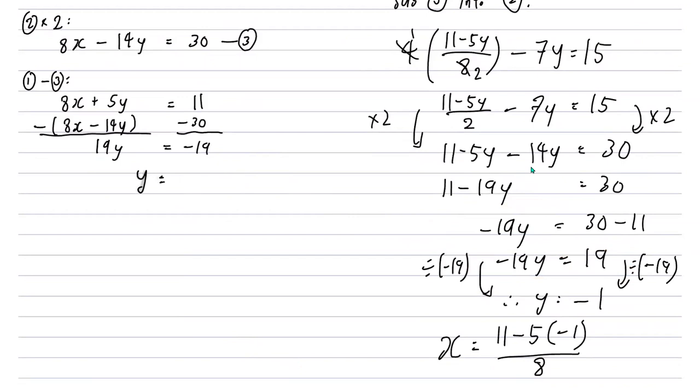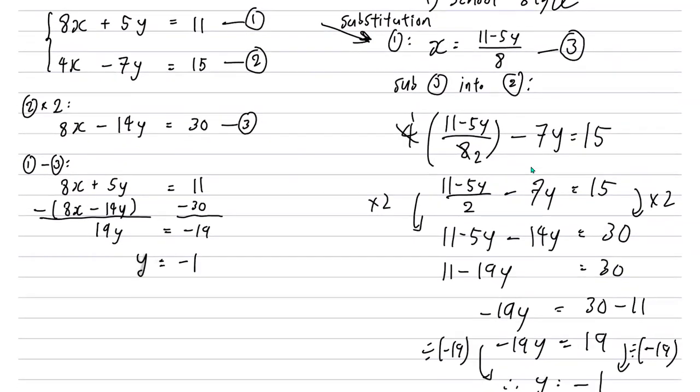Good. Then from there, you substitute the negative 1 and you solve for x. Okay, so which equation do you pick? Doesn't matter. What you can do is maybe I will do the following. I will substitute back into the first equation. So sub y equals negative 1 into equation 1. Then I end up with 8x plus 5 times negative 1 equals 11. And from there I can solve for x.